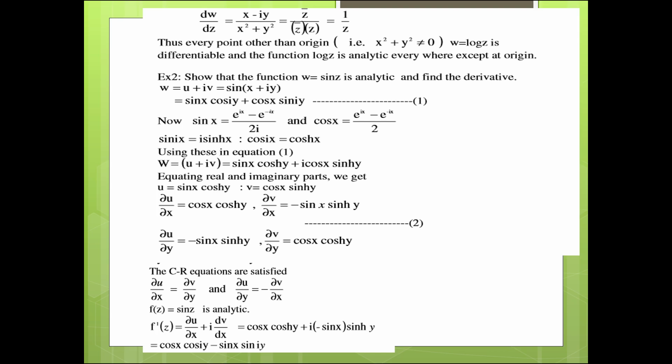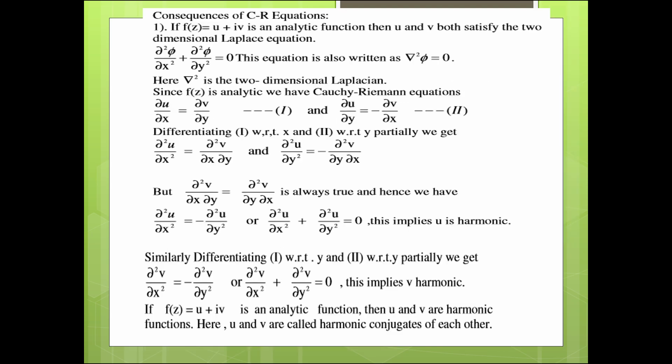Therefore w equal to u plus iv, that is also equal to sin x cos hy plus i cos x sin hy. Equating real and imaginary parts, we get u equal to sin x cos hy, v equal to cos x sin hy. Here find ux, uy, vx, vy. The CR equations are also satisfied. Hence, f of z equal to sin z is analytic.